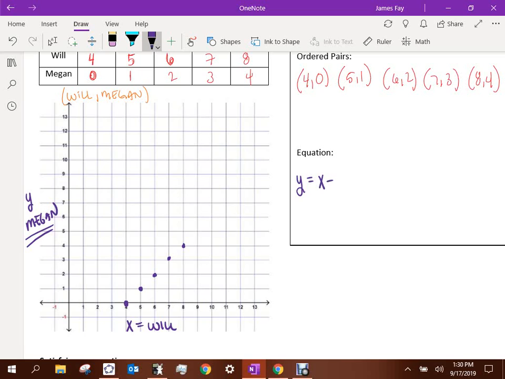Okay, so let's go x minus 4. If I go x minus 4, plug in that x and that y. So I get 0 here, 4 minus 4. Is that a true statement? So that one works. Let's see if it gives me 5 and 1. If I plug in 1 and go 5 minus 4, is that a true statement? So that one works. Okay? So x minus 4 is the correct equation.